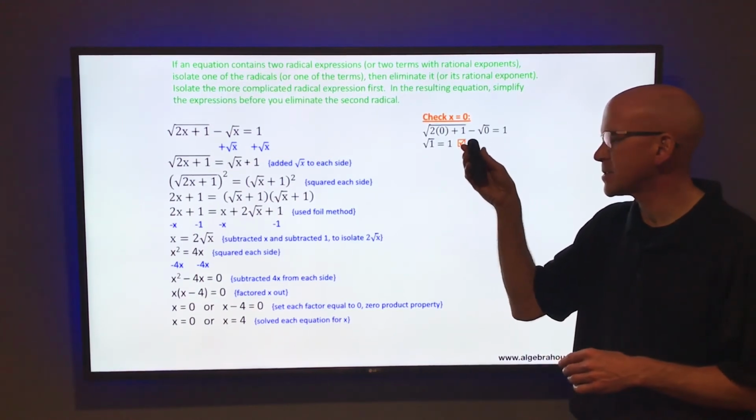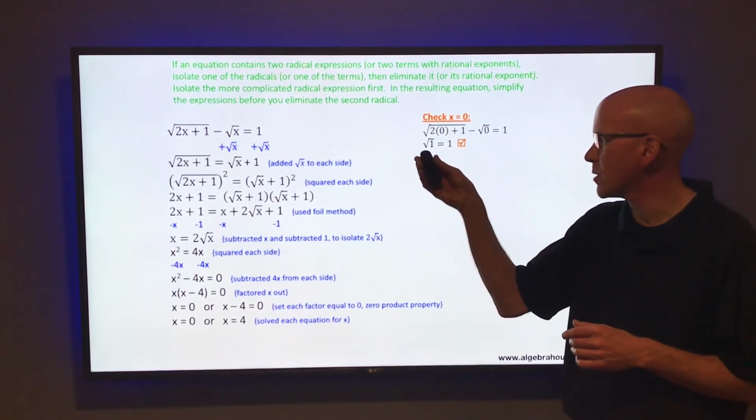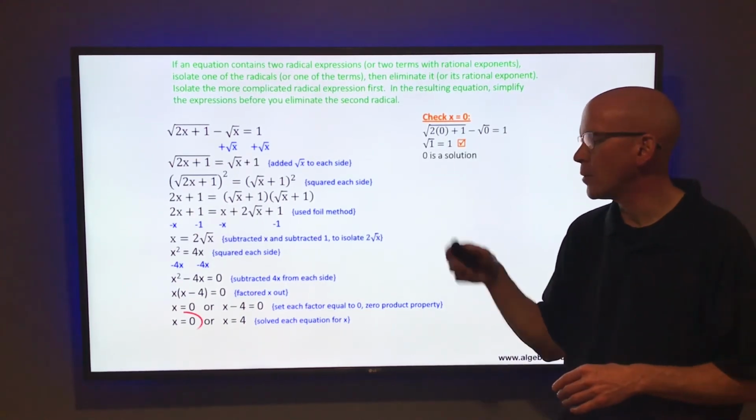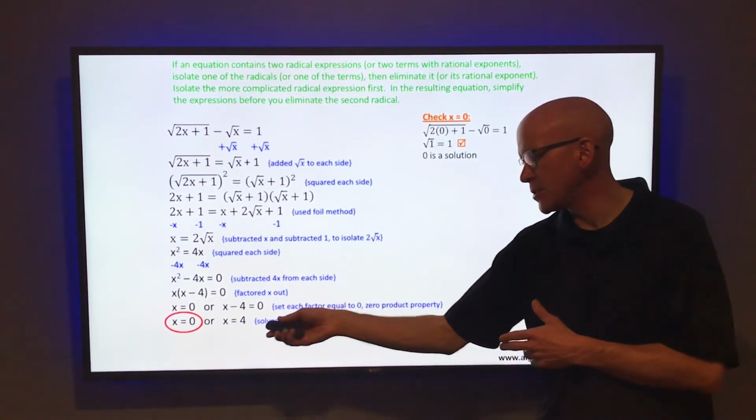And then minus the square root of 0, that doesn't matter. It's not going to change anything. Just square root of 1 equals 1. Well, 1 equals 1, that's a true statement. That means 0 is a solution. But we still need to check the 4 back in.